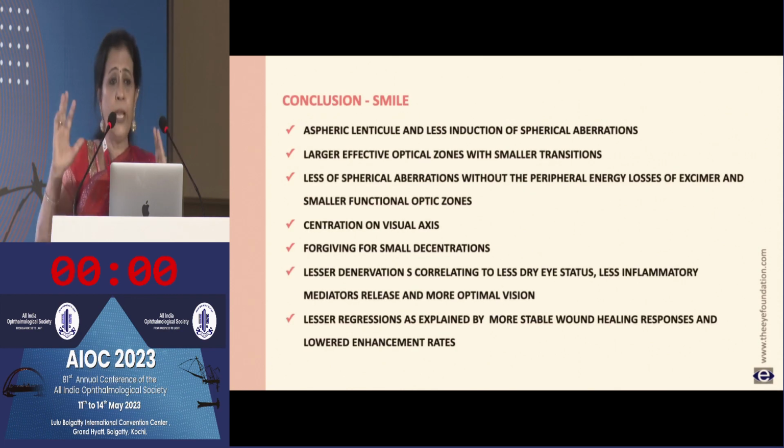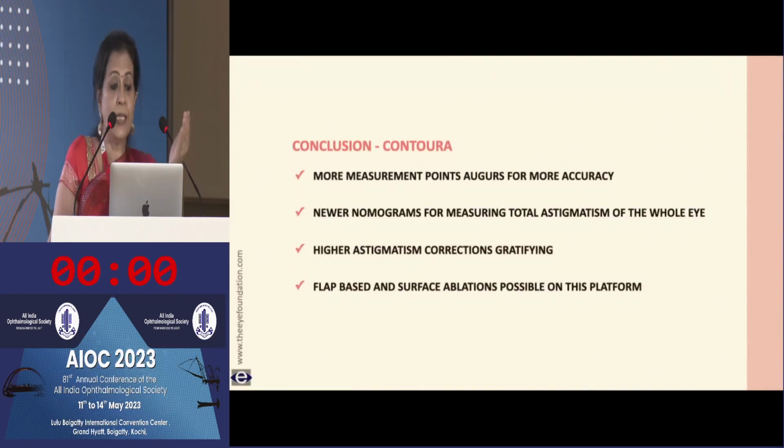So what we have to conclude is, when we are doing SMILE, we are creating an aspheric lenticule. It has a larger optic zone, smaller transition, less spherical aberration. It is centered on the visual axis. It is forgiving for small decentration. There's less cutting of nerves. We know by many studies that regression is less. But Contoura has more measurement points, which augurs for greater accuracy. We have newer nomograms which measure the total astigmatism. Higher astigmatic corrections are gratifying. You could do it in the flap-based mode, you could do surface ablations.